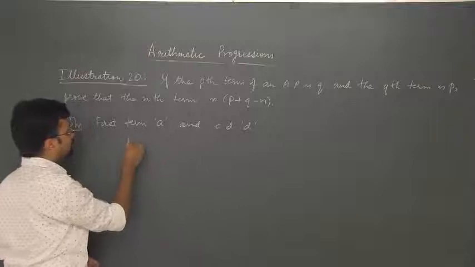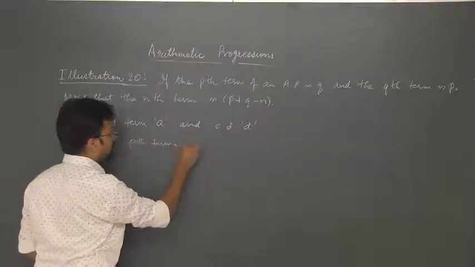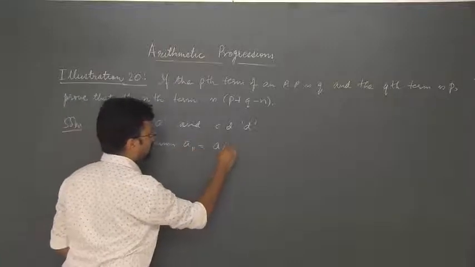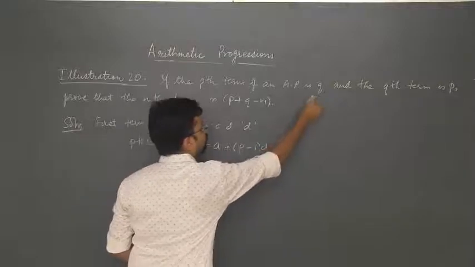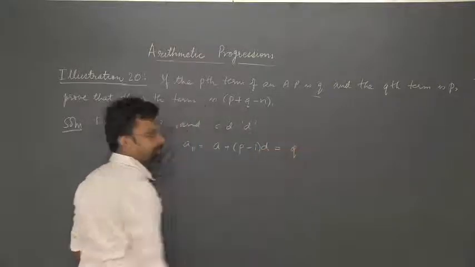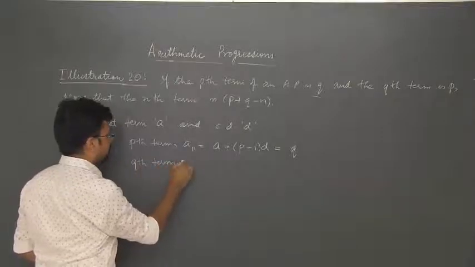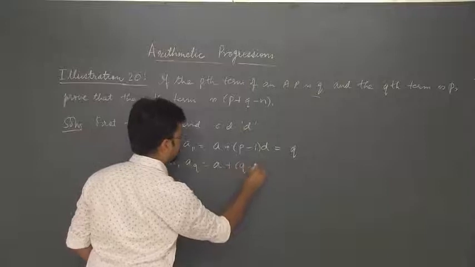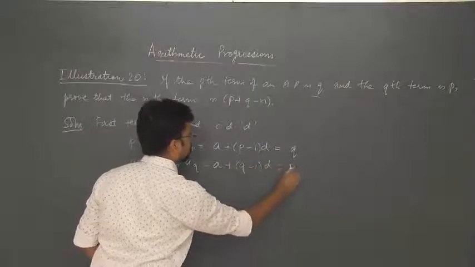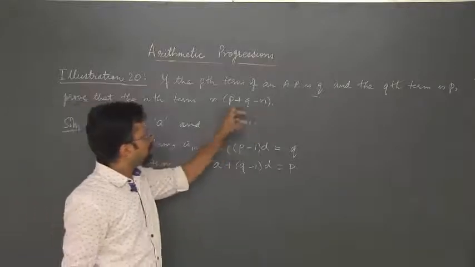So what will be the pth term? The pth term of the AP will be a plus p minus 1 into d. And what is it equal to? It's equal to q. And the qth term, it's given that aq is equal to a plus q minus 1 into d, and this is equal to p. Now we have to find out the nth term.